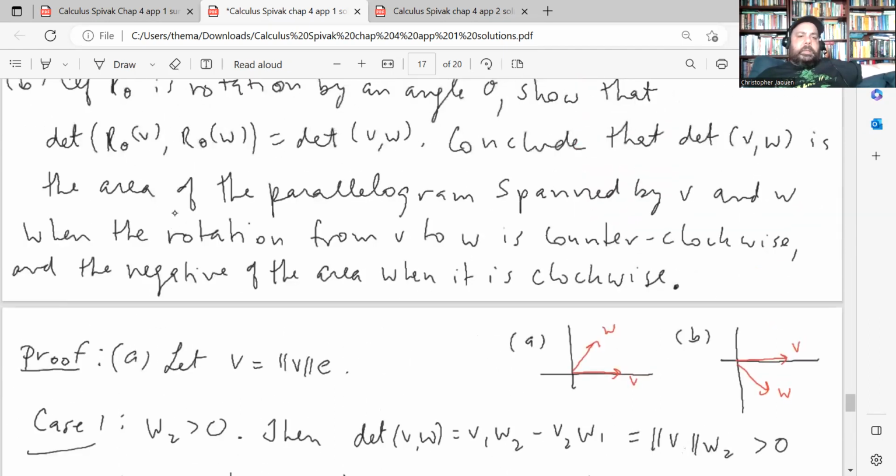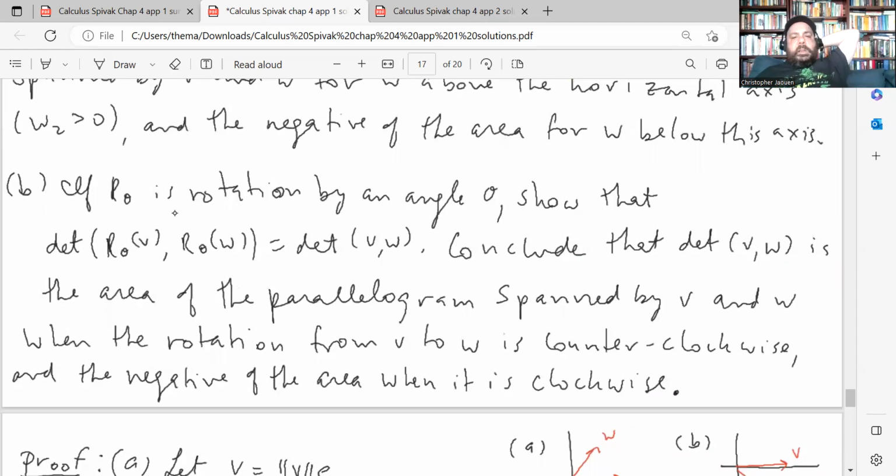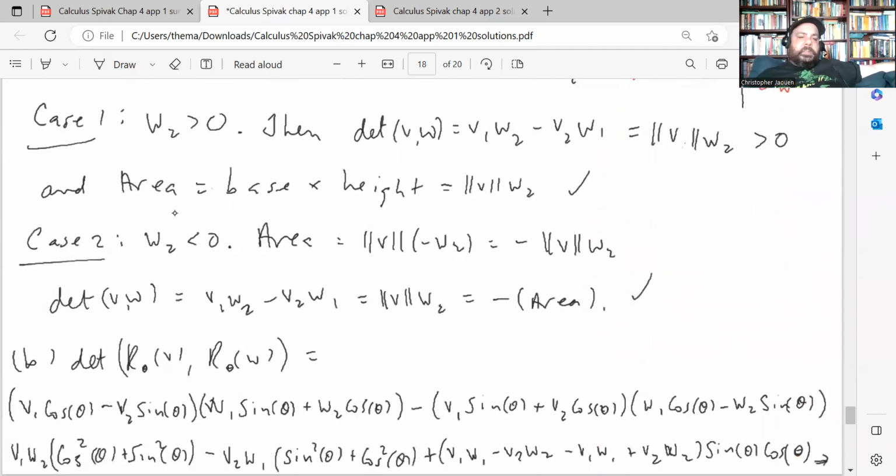So that's part A. Part B: if R theta is rotation by an angle theta, show that the determinant of the rotated vectors V and W is equal to the determinant of the original vectors V and W. Conclude that the determinant VW is the area of the parallelogram spanned by V and W when the rotation from V to W is counterclockwise, and the negative of the area when it's clockwise. So let's do part B next.